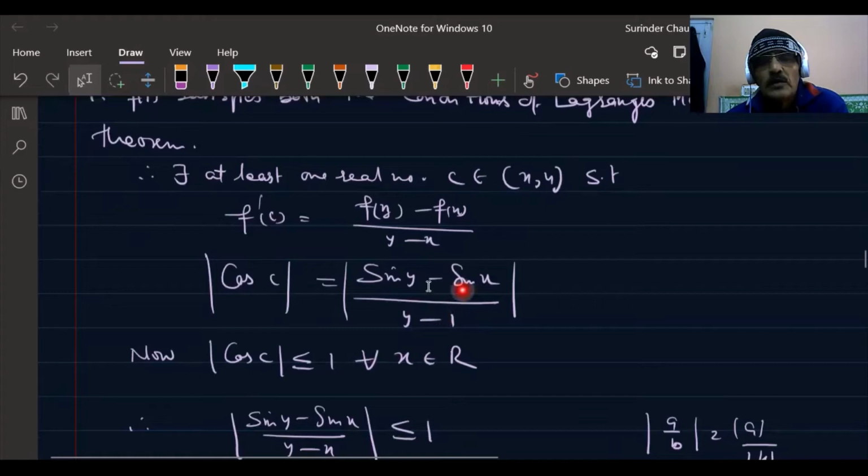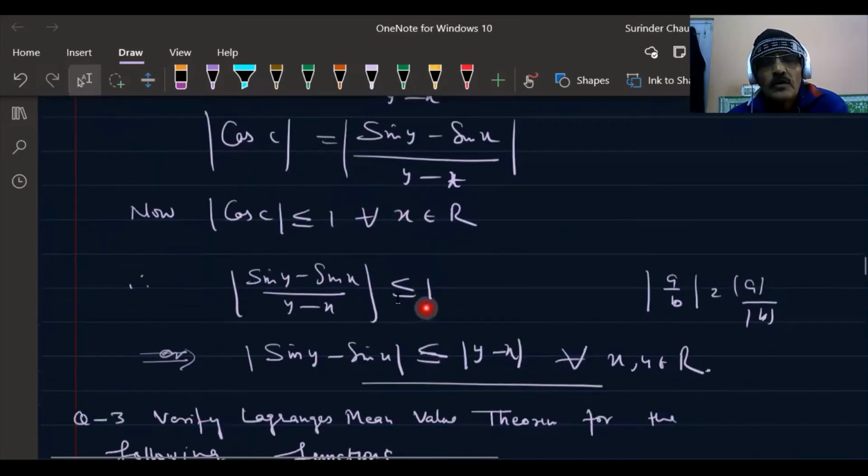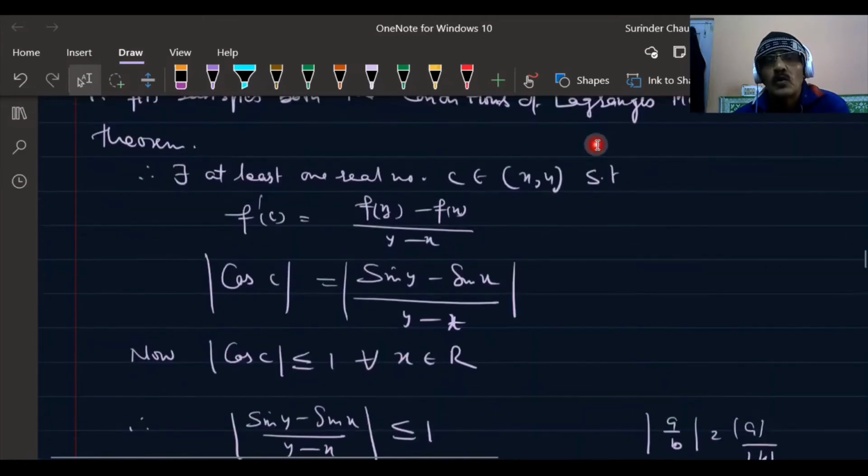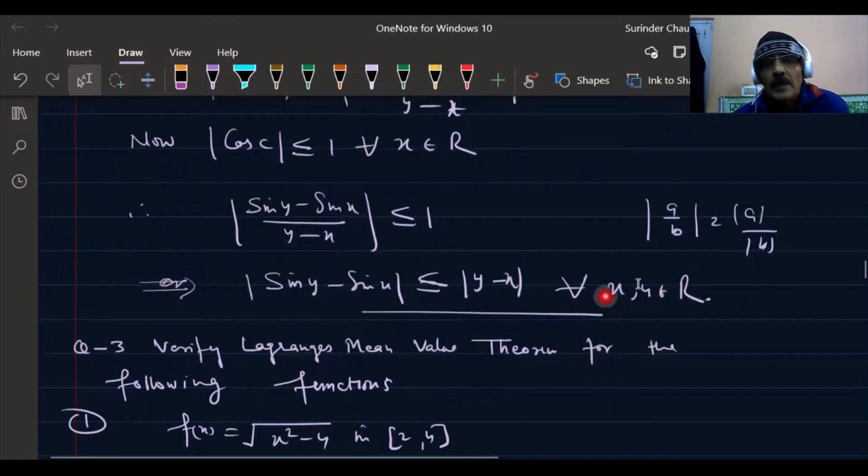sine x minus sine y upon y minus x. Y minus x will be less than 1. Modulus of the quotient of modulus. And cross multiplying it, we got sine of y minus sine of x plus modulus of y minus x for all x equals to r. We solve it for x, y in the closed interval. Now we get x, y arbitrary, this holds true for modulus.